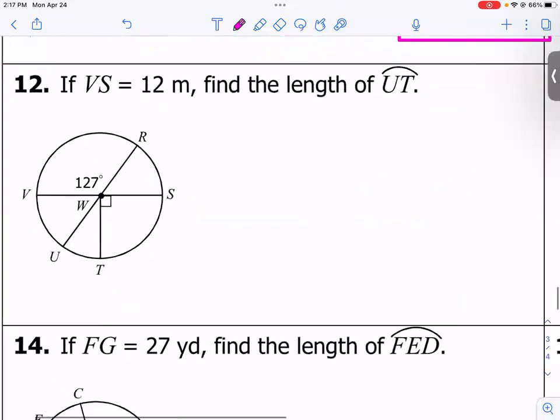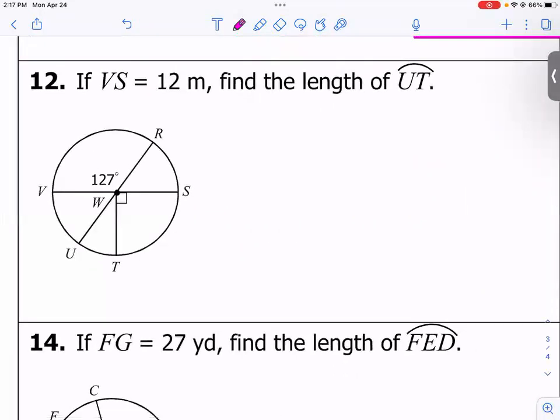Okay, so we're going to do number 12, and that'll be the last one of our notes. In number 12, I want to know the arc length of UT.